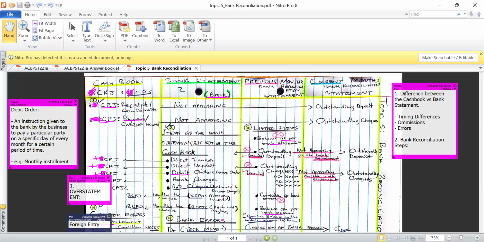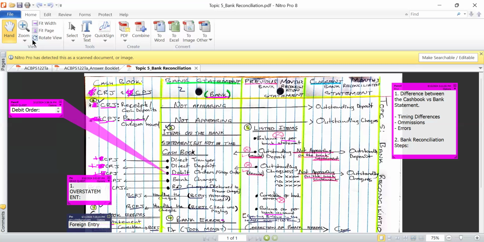There's also something called bank charges. Bank charges are the bank charging you for using their banking facility. So it's a payment out of your bank account, and when you get your bank statement, it will reflect as money going out of your bank account. Same thing with the debit order. It's an expense, obviously, so it will reflect as money going out of your bank account. However, with a direct deposit, because you are receiving money, it will reflect as an inflow of money to your bank account. A direct transfer is a payment, so it will reflect as money flowing out of your bank account.